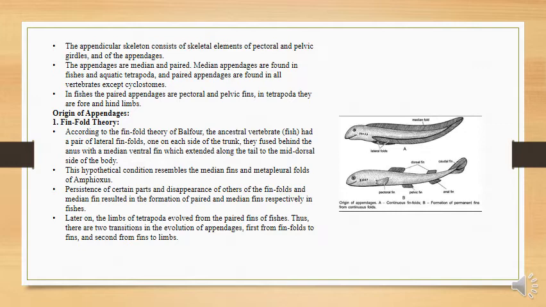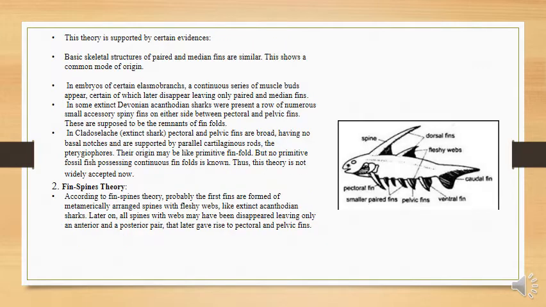Later on, the limbs of tetrapoda evolved from the paired fins of the fishes. Thus, there are two transitions in the evolution of appendages, first from fin fold to fins and second from fins to limb. This theory is supported by certain evidences. Basic skeletal structure of paired and median fins are similar. This shows a common mode of origin.